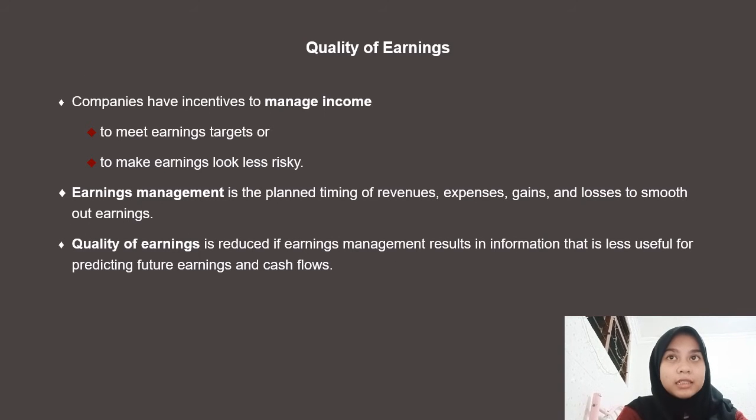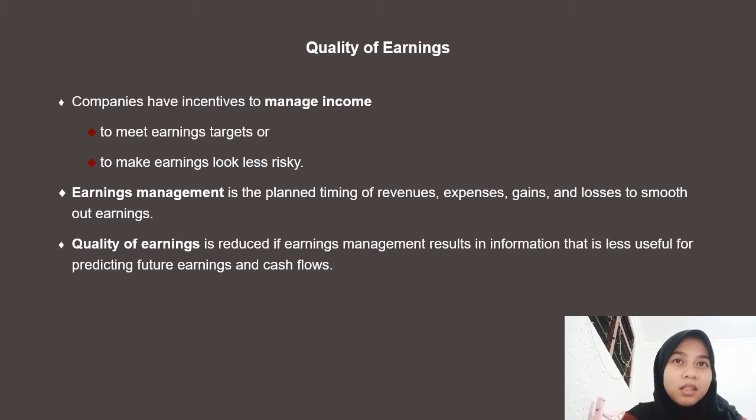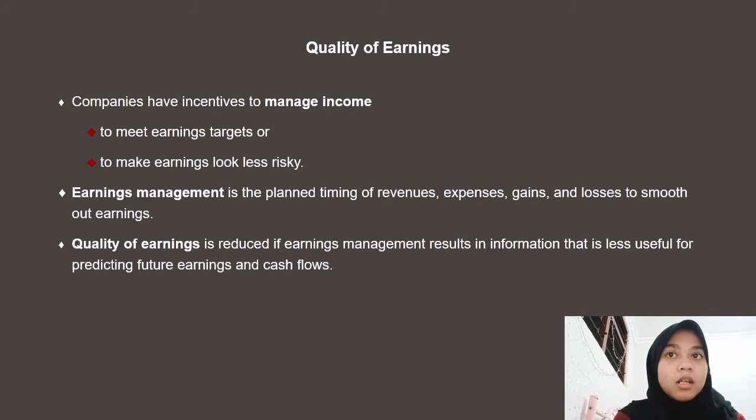Quality of earnings. Companies have incentives to manage income: 1. To meet earnings targets. 2. To make earnings look less risky. Earnings management is the planning of revenue, expenses, gains, and losses to smooth out earnings. Quality of earnings is reduced if earnings management results in information that is less useful for predicting future earnings and cash flow.